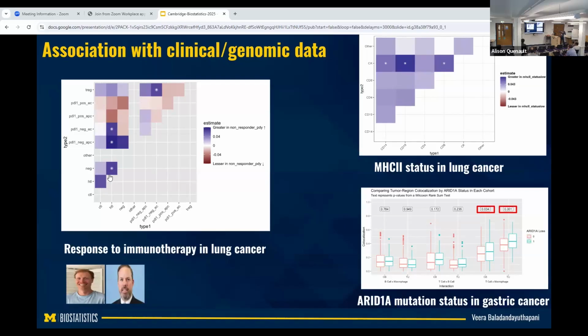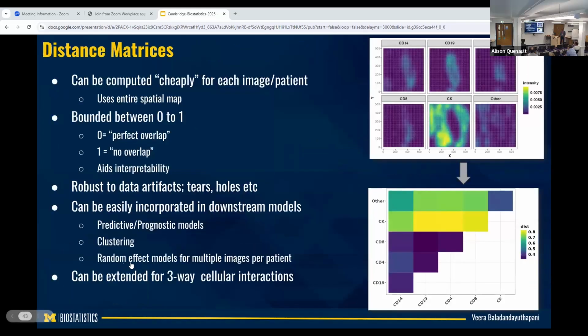Or you can take this whole vector and build a prediction model and see which of these is predicted. The one thing is you have to be a little careful in doing prediction here, because this is inherently tied with the prevalence of the cell types. So you have to adjust for that. If you have higher prevalence of one cell, intuitively you'll get more interactions. So you have to adjust for that.